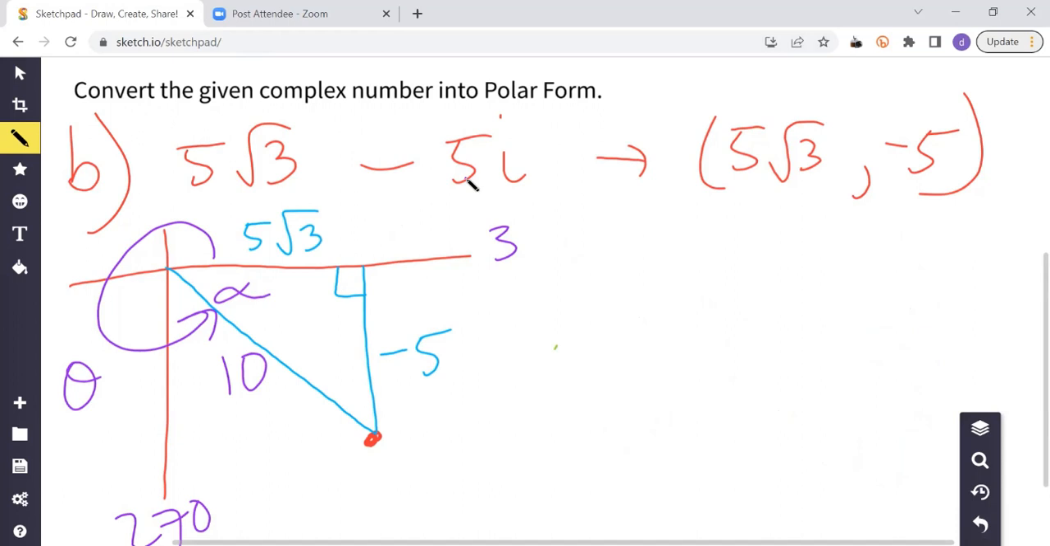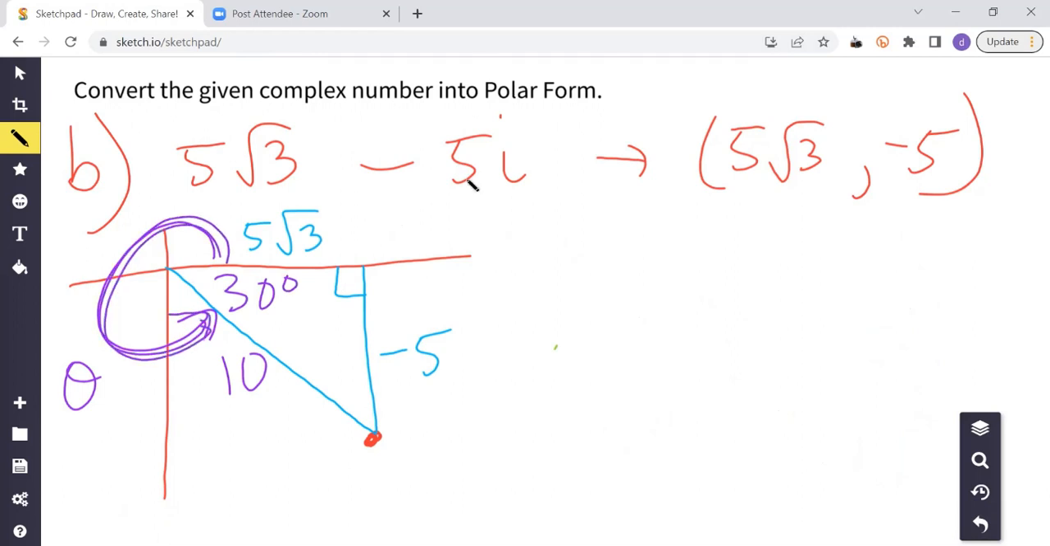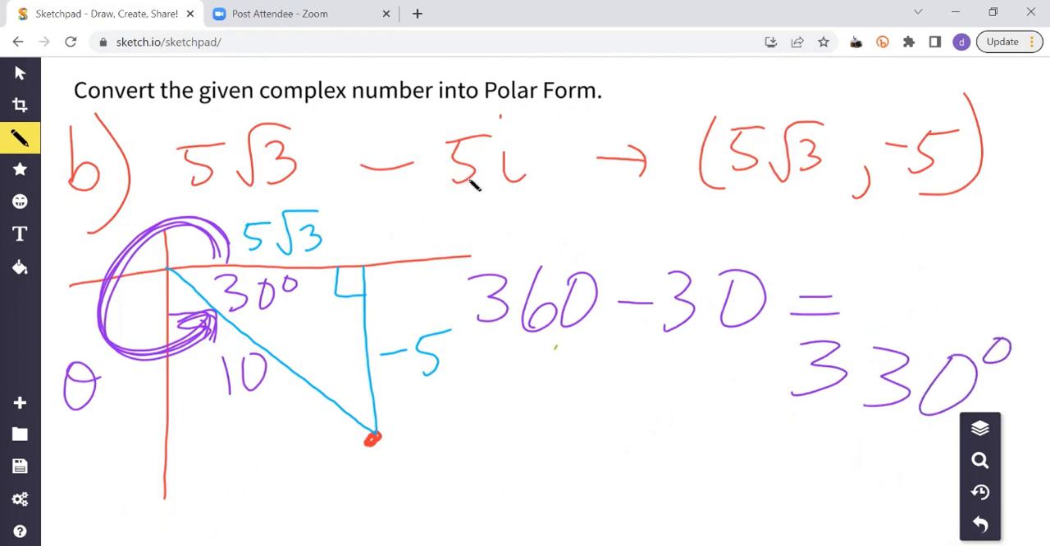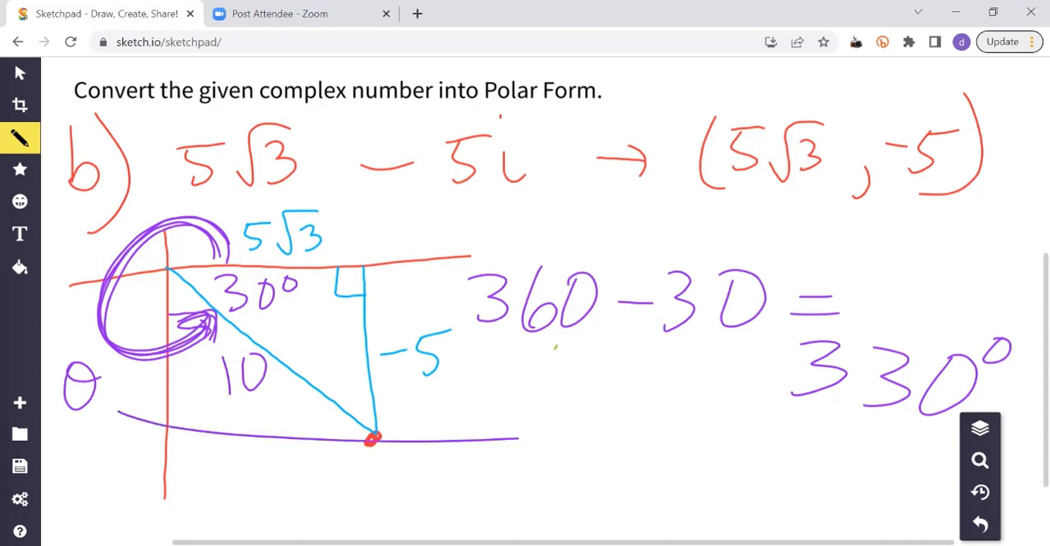Okay, so once you know that alpha is 30 degrees, then how much is going to be theta? Well, theta is almost a complete spin back home, but it's a little bit smaller. It's 30 degrees smaller. So you have to go 360 minus 30, and that gives you 330 degrees. You see that? 330 degrees. So that's going to be our theta.